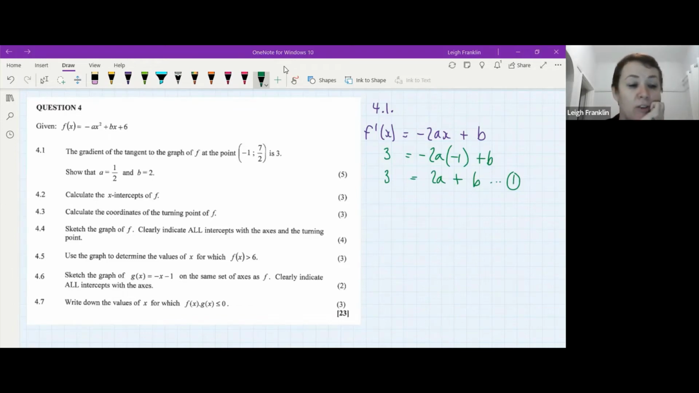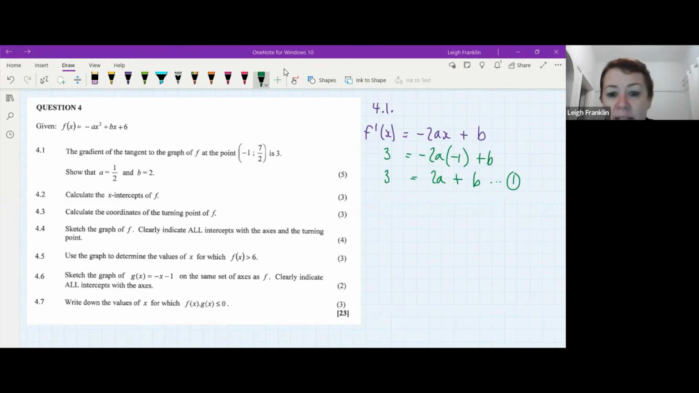Okay, because chances are, if they've asked us to show that a is this and b is that, they want us to do it simultaneously. All right, so now that we've worked with the gradient, now we're going to need to use something else. What else are we going to do here? Exactly, okay, so sub in the point that they've given us into the original function. This is actually the easy part. The difficult part was taking the derivative, and it really wasn't that difficult at all. Okay, so now we're going to sub in.